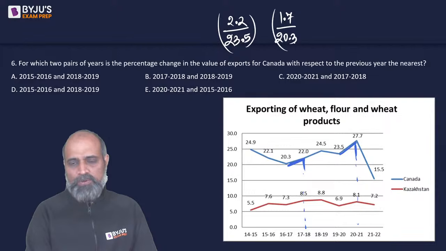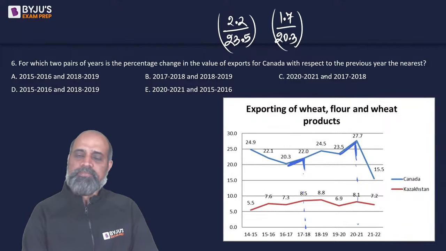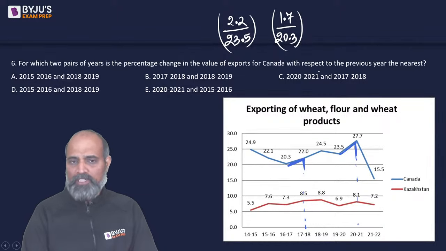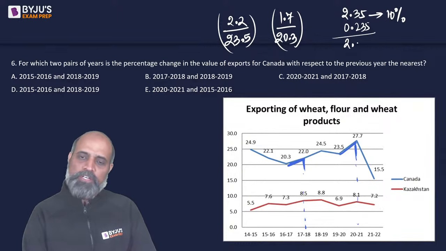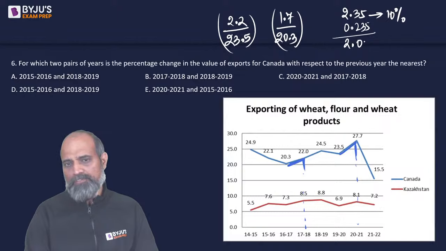So how close they are? So definitely less than 10% they both are, no? So if I have 2.35, this would have been 10%. If I subtract 0.235, so this is going to be 2.07.